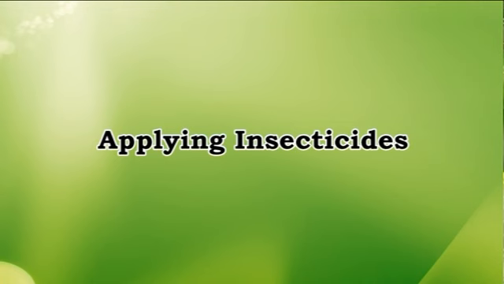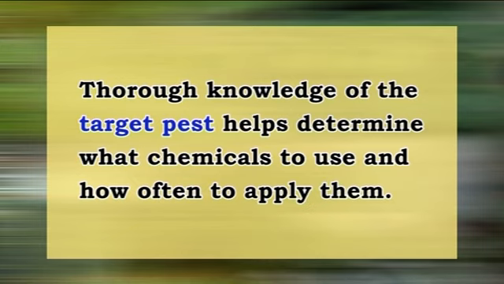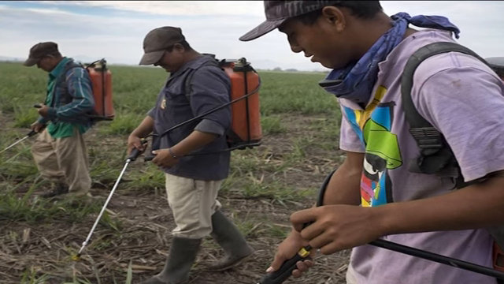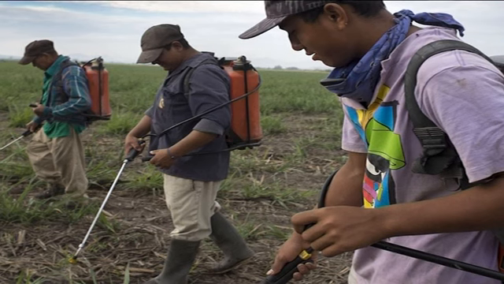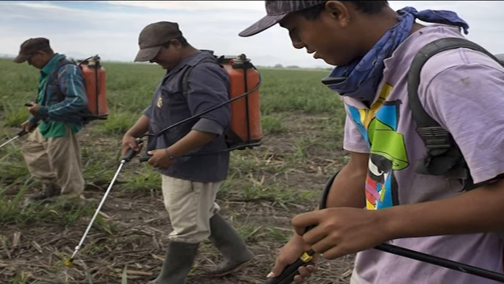Applying insecticides. Thorough knowledge of the target pest helps determine what chemicals to use and how often to apply them. One well-timed application of an effective pesticide may provide the desired control. Sometimes repeated applications will be necessary as the infestation continues and pesticide residues break down.